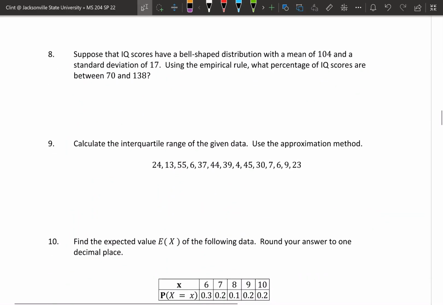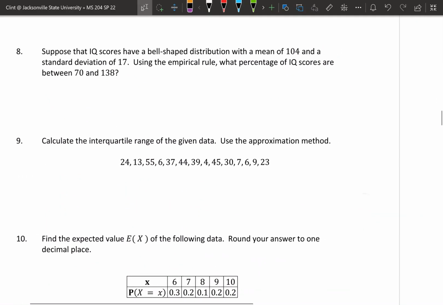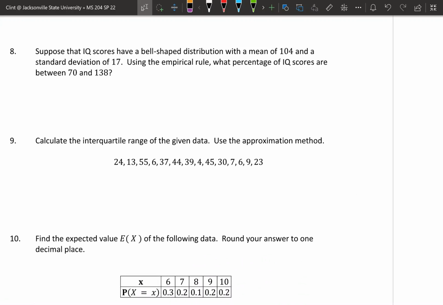Number 8. Got an empirical rule problem. I won't give you one of the hard ones. And this is just the one remembering the empirical rule. So the empirical rule says within 1 standard deviation of the mean, we got 68% of the data. Within 2 standard deviations, we've got 95%. And within 3 standard deviations, we've got 99.7% of our data.